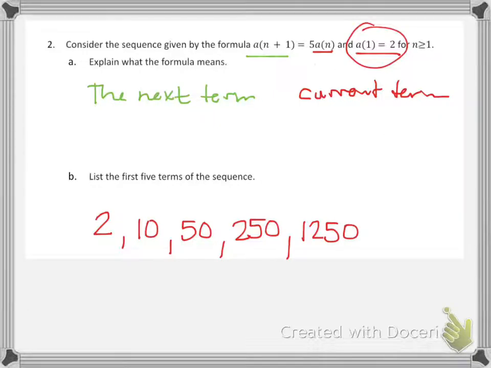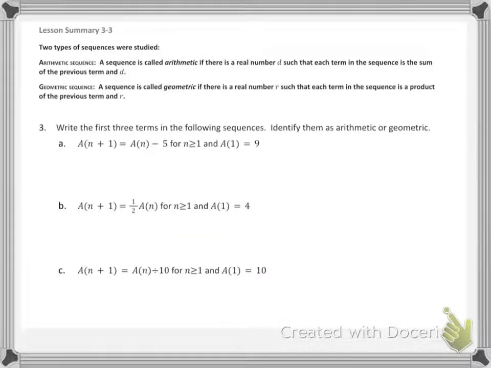All right. Lesson 3.3. Write the first 3 terms in the following sequence. Identify them as arithmetic or geometric. Well, this says the next term is equal to the current term minus 5. So that makes it arithmetic. It's just every new term is 5 less than the previous one. And then I need the first 3 terms. Well, it tells me that the first term is a 9, and 5 less than that would be a 4, and 5 less than that would be a negative 1. So you only needed 3 of those.